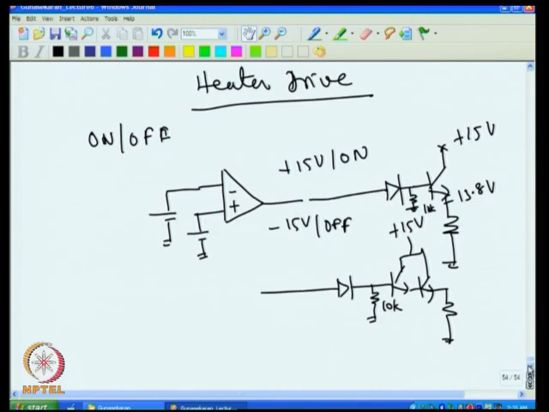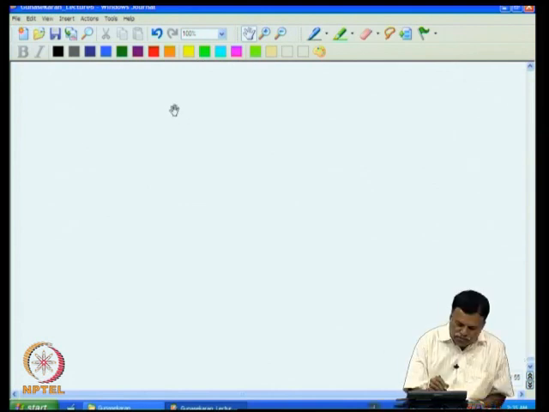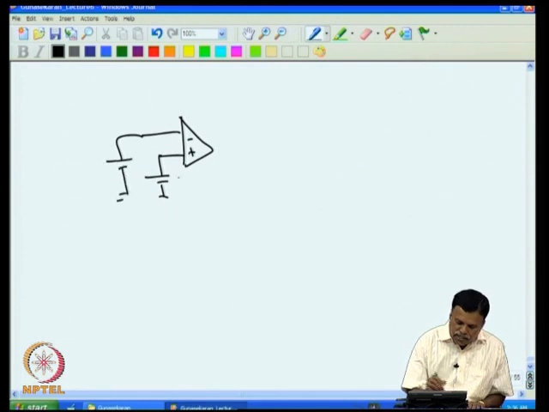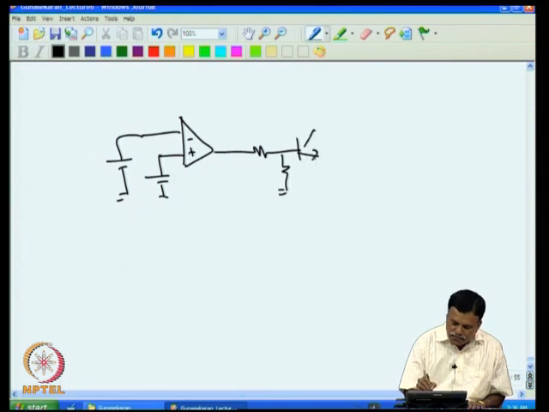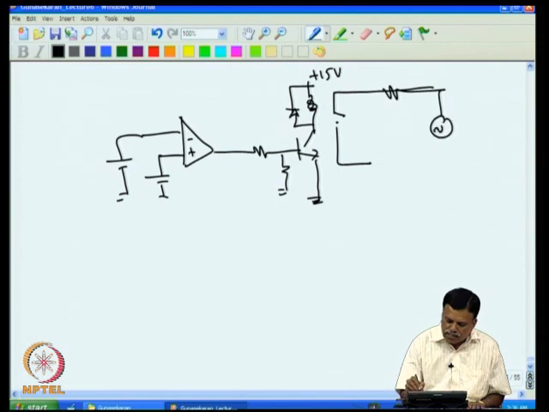Now, the other possibility for an on-off temperature controller drive: for example, I pick up from the comparator. So, you have this. Now, I can have a relay and then switch on and off. This also we have discussed earlier. So, you have a plus 15 volt and then you have the relay here, and the relay can power whatever circuit you want, either AC or DC.